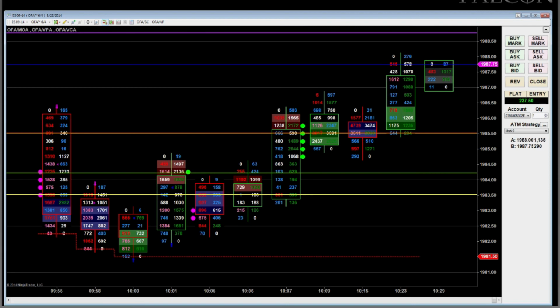Stay away from oil. Oil is setting up to move pretty big. I can't tell you if it's going to move to the upside or the downside, but looking at the auction in oil, it is setting up to move up or down pretty strongly.